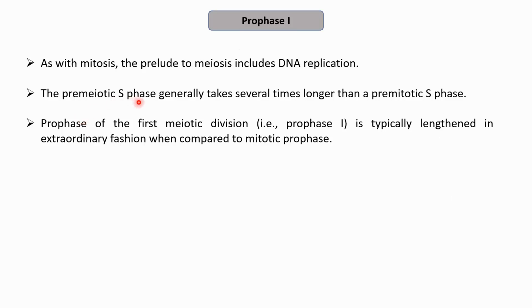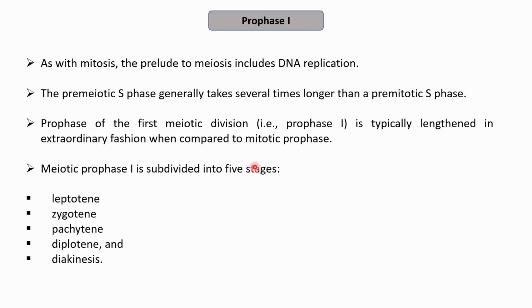And the pre-meiotic S phase generally takes several times longer than a pre-mitotic S phase. So the timeline for the pre-meiotic S phase is comparatively larger than the timeline of the pre-mitotic S phase. Prophase of the first meiotic division, that is prophase 1, is typically lengthened in extraordinary fashion compared to the mitotic phases. So basically the stages in meiosis take a longer time as compared to the similar stages in the mitotic phase.